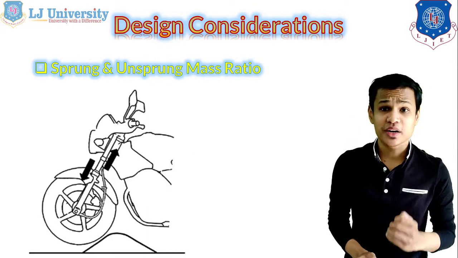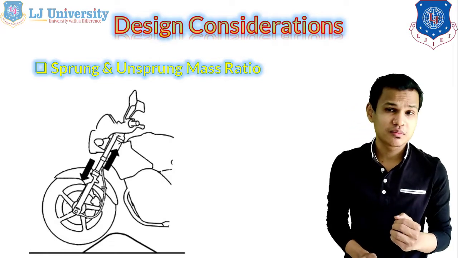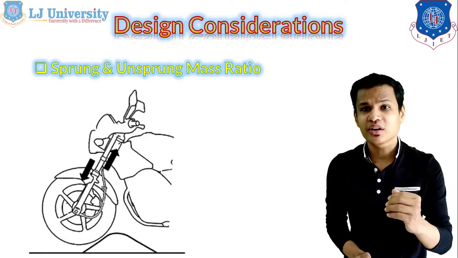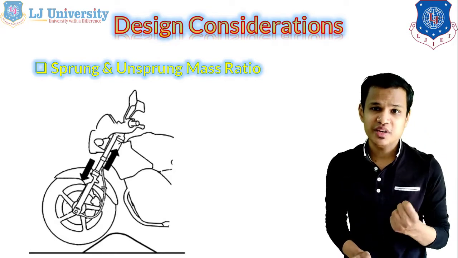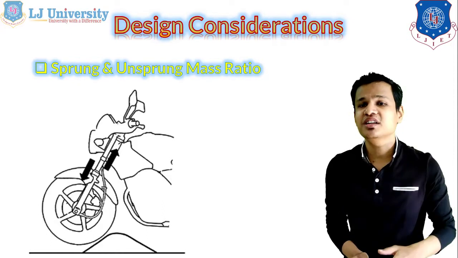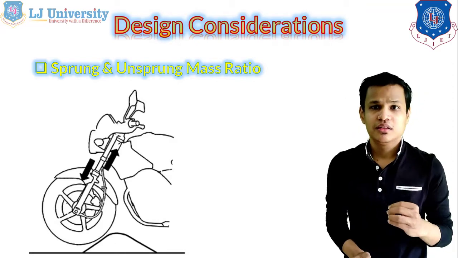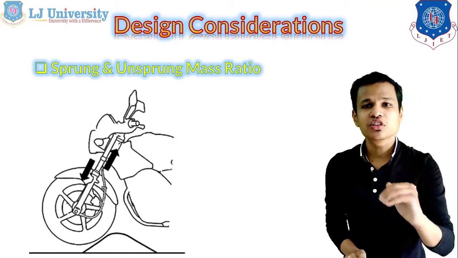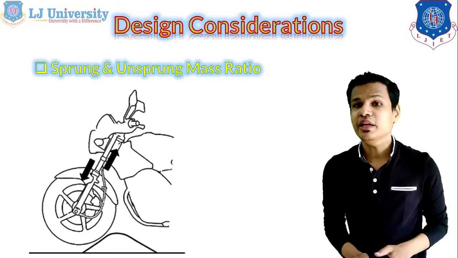The second consideration is the sprung and unsprung mass ratio. So what is sprung mass? The mass of the components which are attached above the suspension system, which means the weight of the components going on the suspension system, is known as the sprung mass. The mass of the components which are below the suspension system is known as the unsprung mass. That should be balanced.